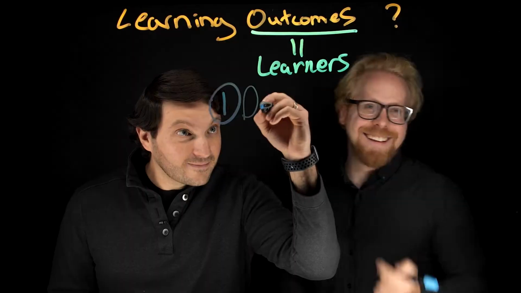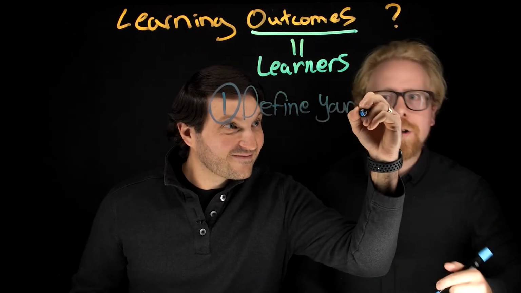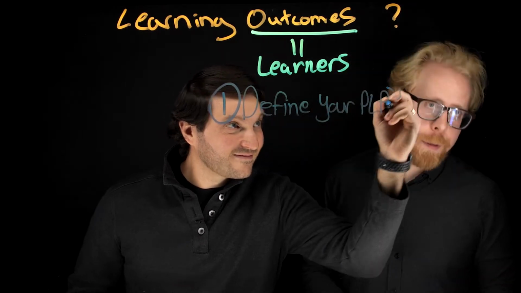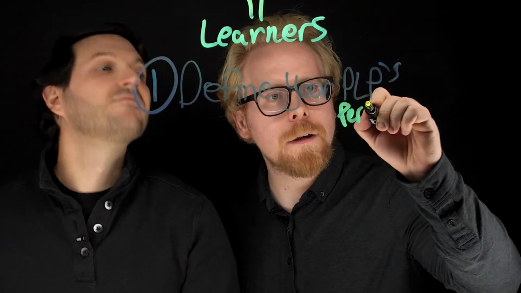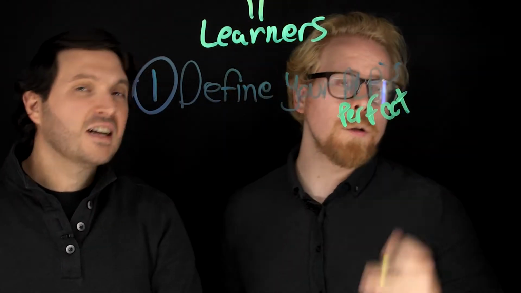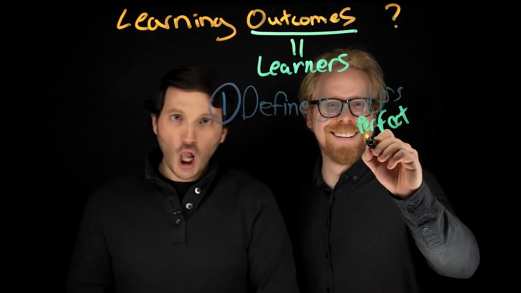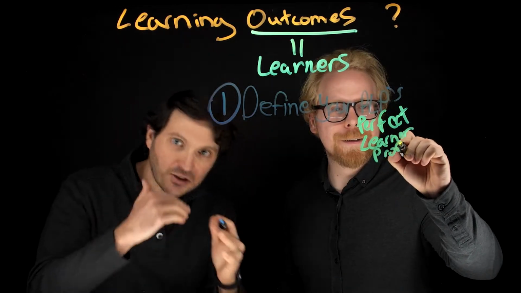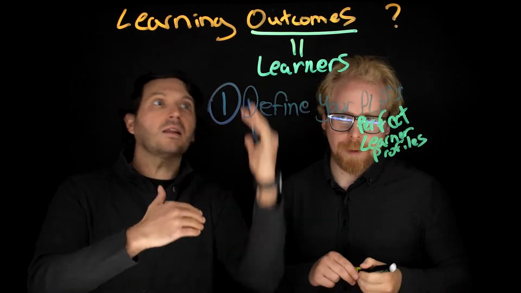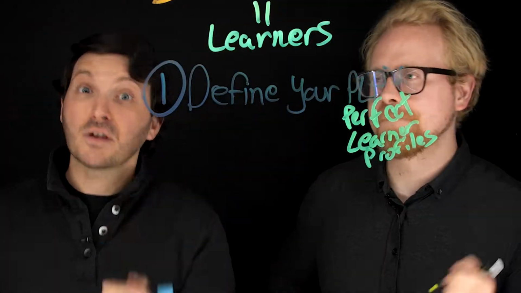So the 3-step process revolves around your learners. The first step is to define your learners or your PLPs. What is a PLP? A PLP is a perfect learner profile. You may think that nobody's perfect. Your learners are perfect. Absolutely, my friend. So it's all about defining your perfect learner profiles. Now, why is this essential? It is essential because if you're going to make learning outcomes about your learners and the results that your learners are going to get, you have to know who your learners are.